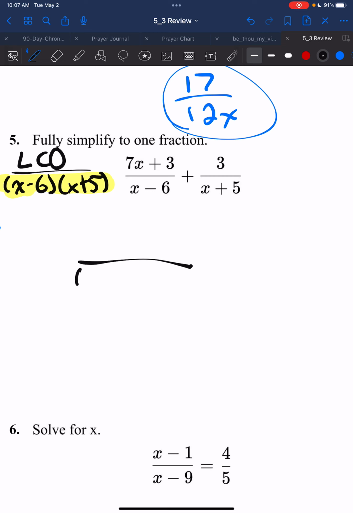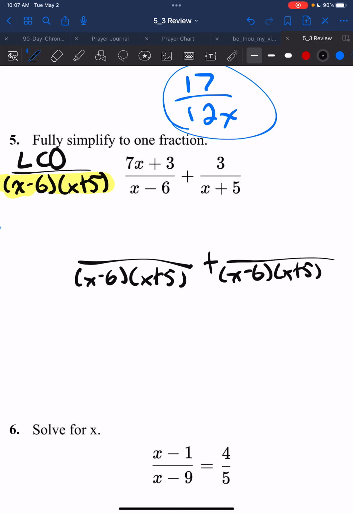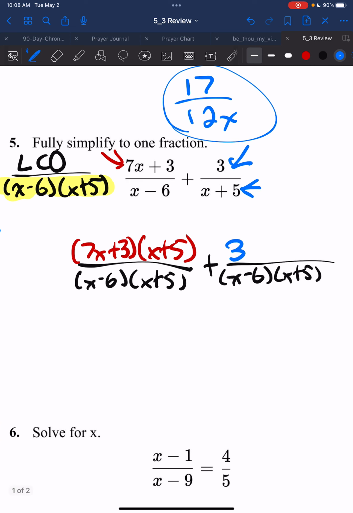So I know I'm going to have two fractions with x minus 6, x plus 5, plus x minus 6, x plus 5. So this first fraction in red is missing x plus 5, so I've got 7x plus 3, and I'm missing x plus 5. And then on this one, I've already got a 3 here in blue. So I've got a 3, and the bottom here is missing x minus 6, so 3 times x minus 6. I can do box method on these.